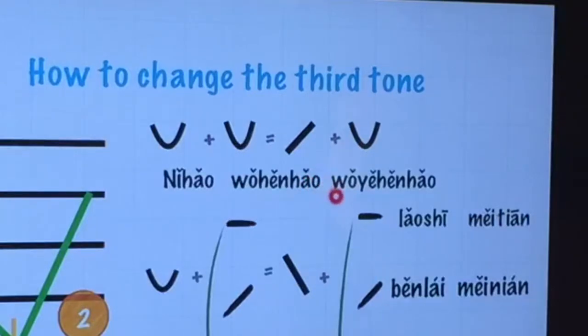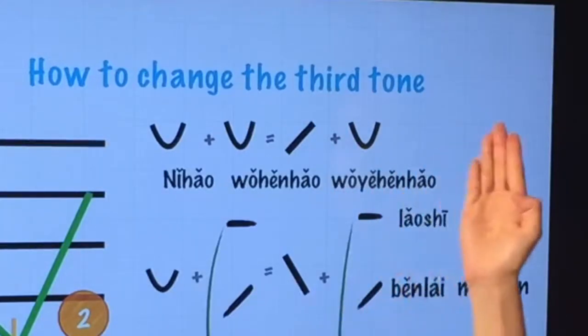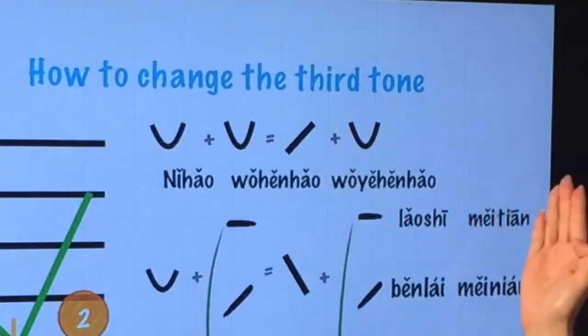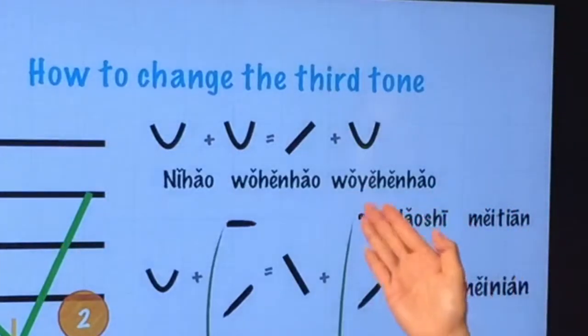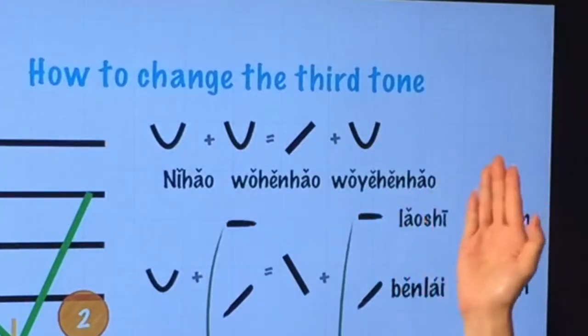And next one, you see four third tones together. Same thing, you will read all the front third tones as second tone. Only the last one is third tone. So this one will be 我也很好. One more time. 我也很好.